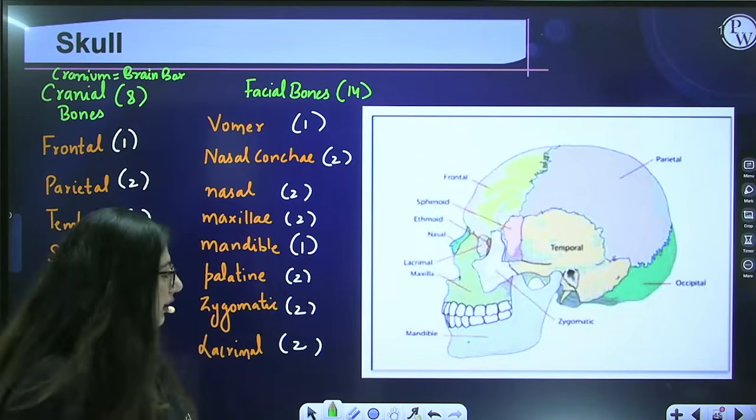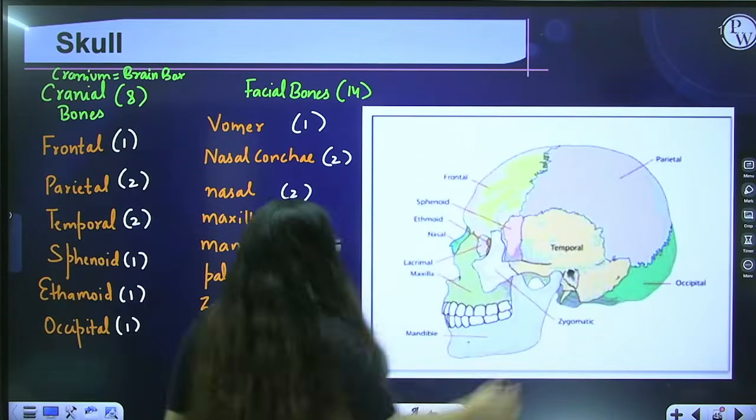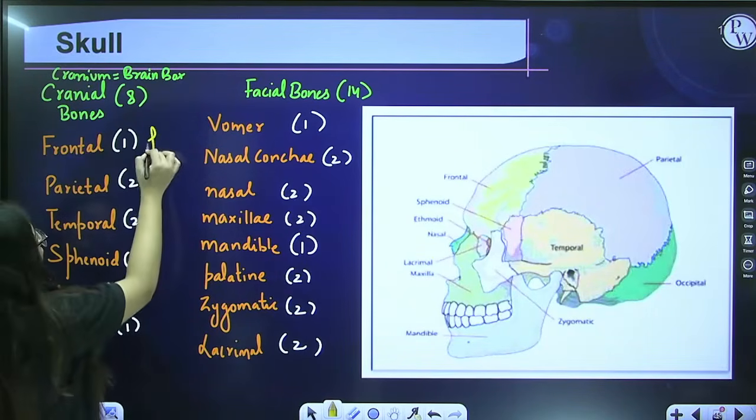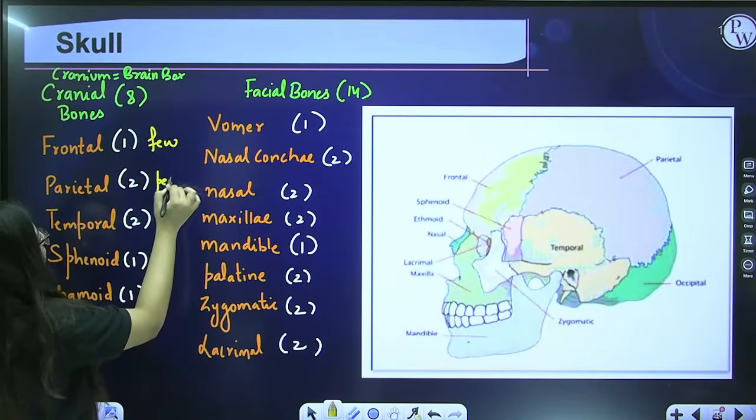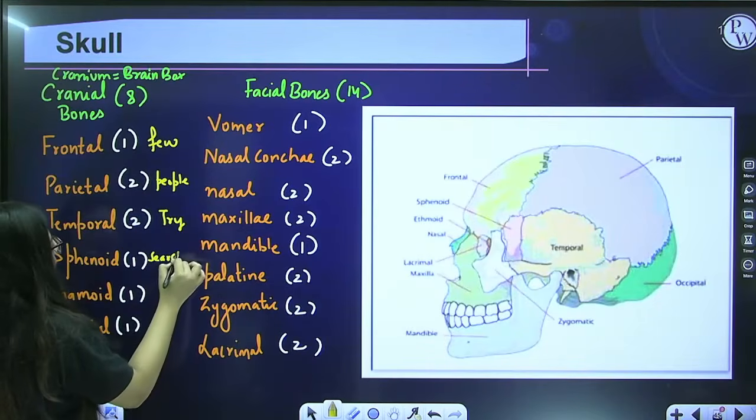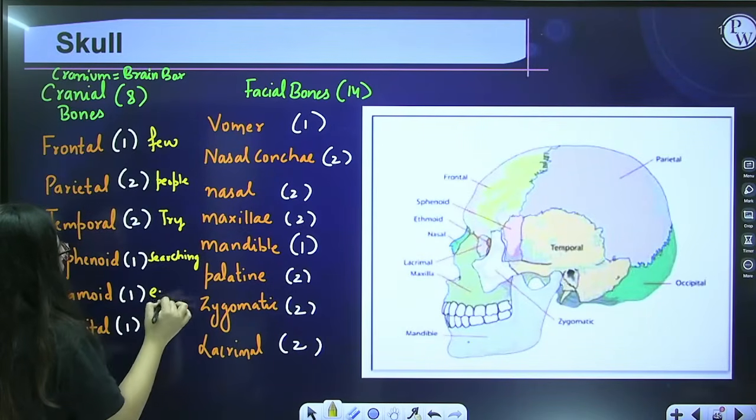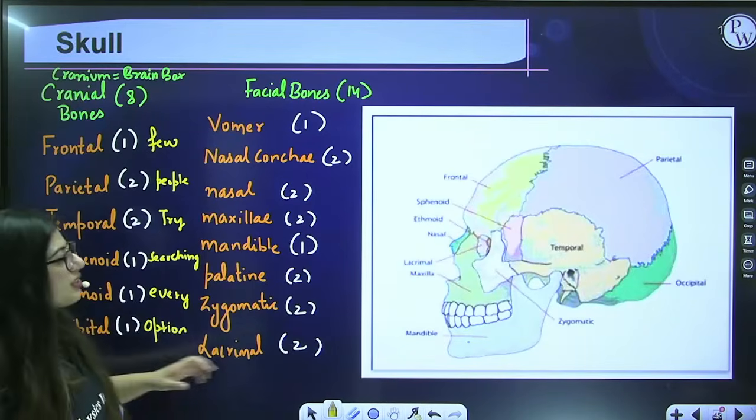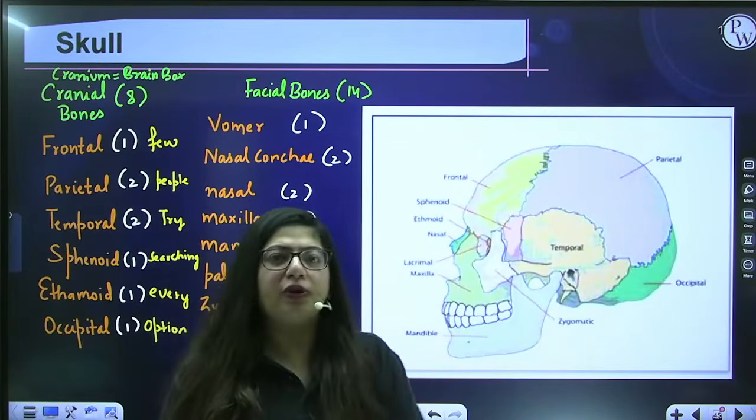So what are the cranial bones that we have? Let's get started. Frontal, parietal, temporal, sphenoid, ethmoid, and occipital. So how can you learn these? If you can learn it in this way, that's pretty good. See, here this is a diagram of a skull, but you don't need to because you have a skull.